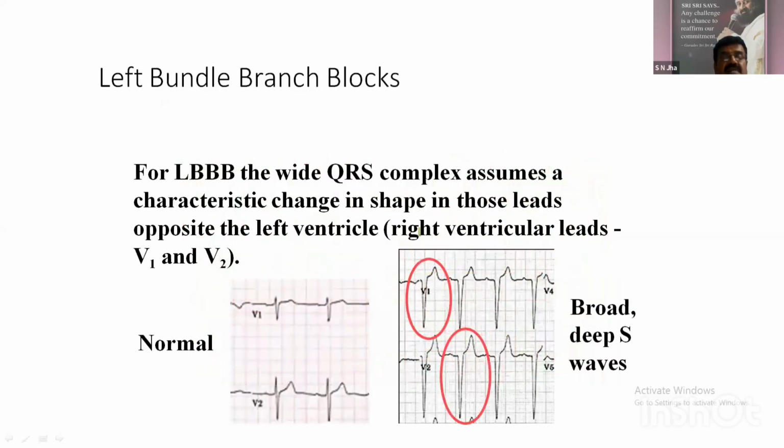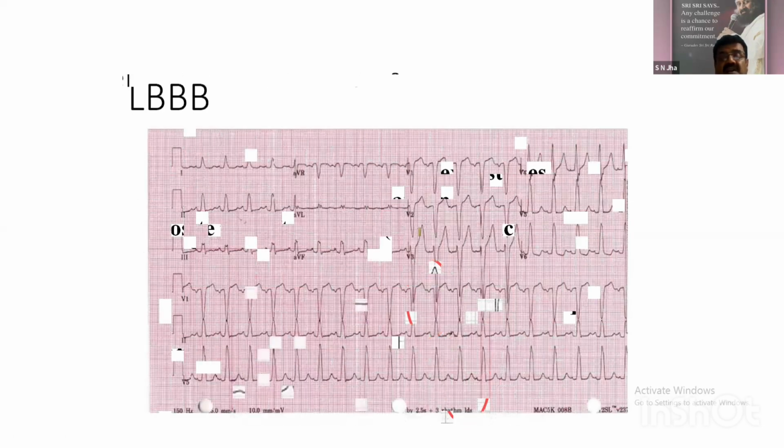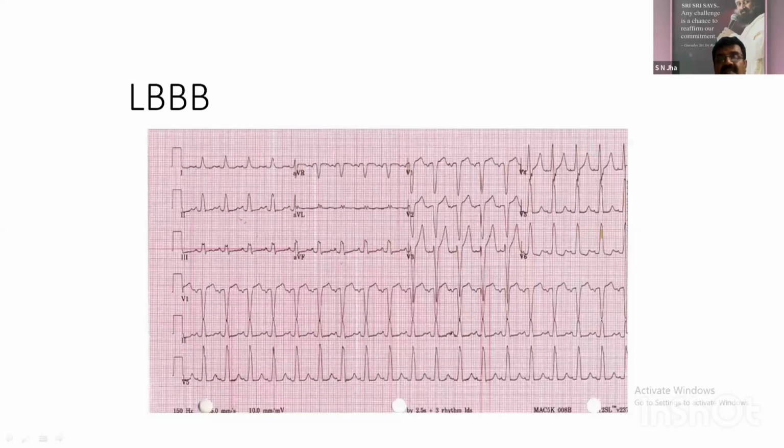Left bundle branch block. For LBBB, the wide QRS complex assumes a characteristic change in shape in those leads opposite to the left ventricle, and broad deep S waves will be seen in V1, and if we go from V1 to V6, we will find what? M pattern in V5, V6. So this is V5, V6. We can jolly well appreciate this M pattern.